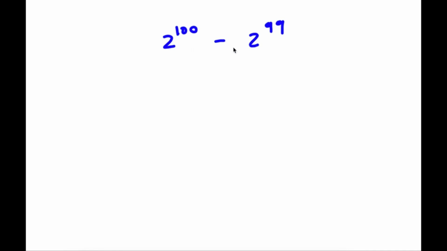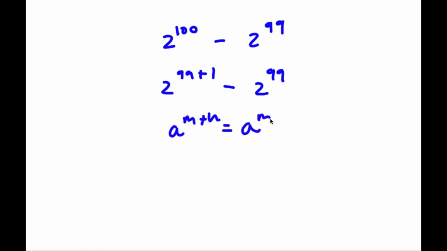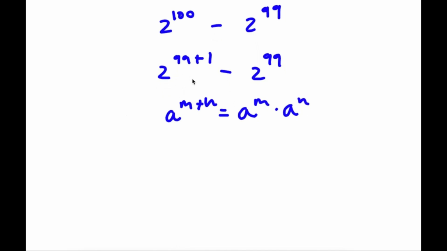Alright, so I have 2 to the power of 100 minus 2 to the power of 99. So 2 to the power of 100 we can rewrite as 2 to the power of 99 plus 1, minus 2 to the power of 99. Now, if I have something in the form a to the power of m plus n, this is equal to a to the power of m times a to the power of n. So in this case, for 2 to the power of 99 plus 1, I can rewrite as 2 to the power of 99 times 2 to the power of 1, and then I have minus 2 to the power of 99 at the end.